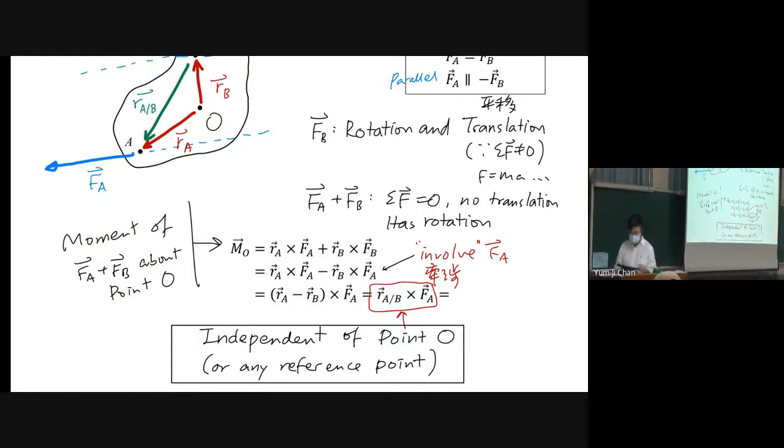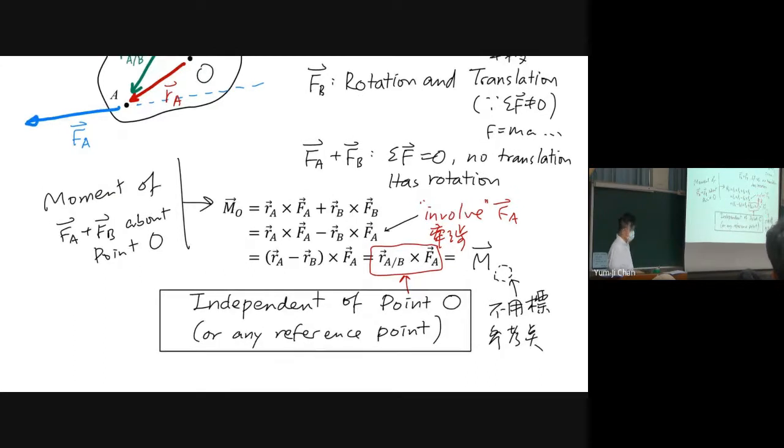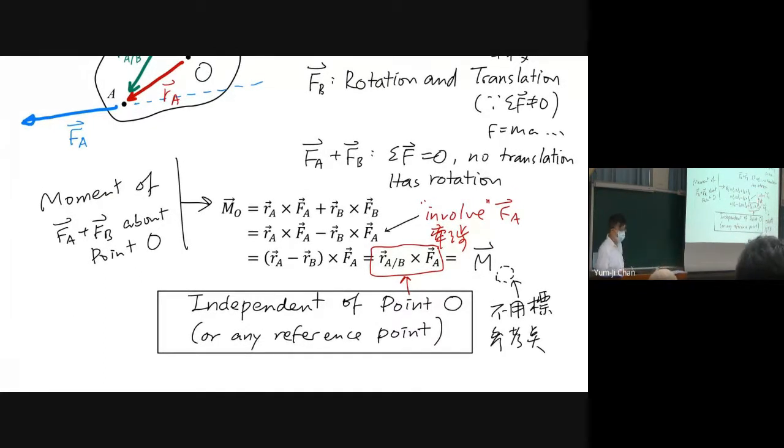Therefore, in this case, we are only writing the moment vector M, and we don't need to mark the point of reference. Is that okay?